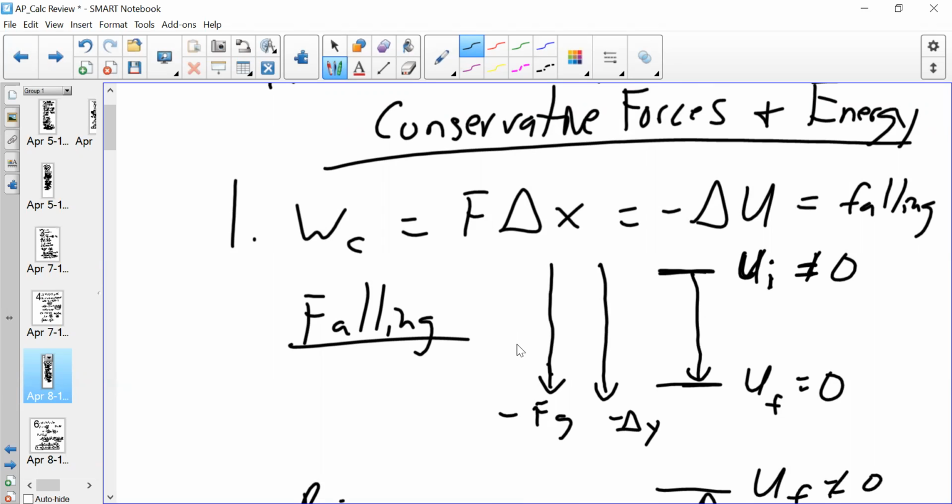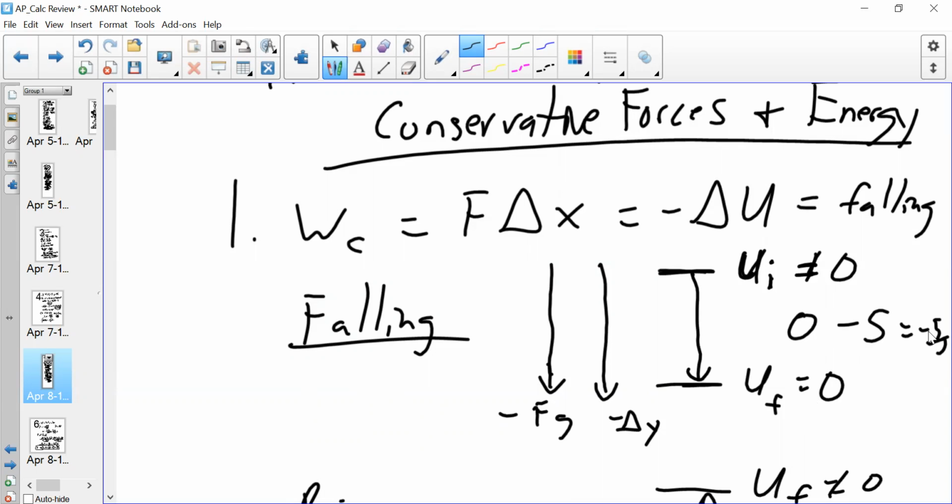So in this scenario here, we have an object falling down. It's going to be losing potential energy between these bounds. The initial potential energy is not going to be zero. Then the final potential energy is zero. So if we just take the difference, we know that that's going to be negative. So 0 minus a non-zero number, let's just say 5. All right, that's negative 5 joules.